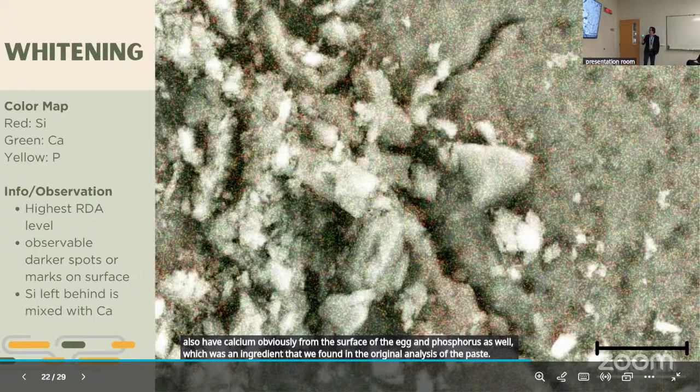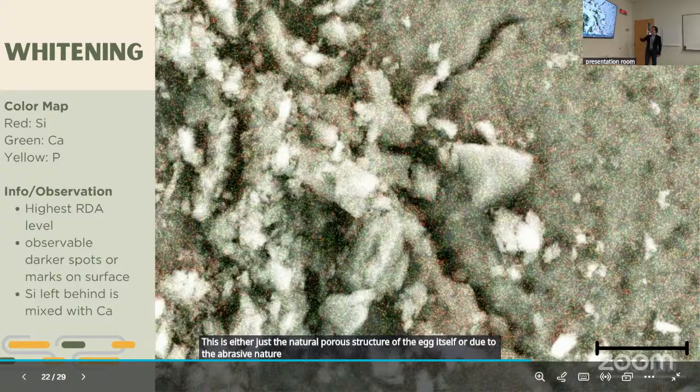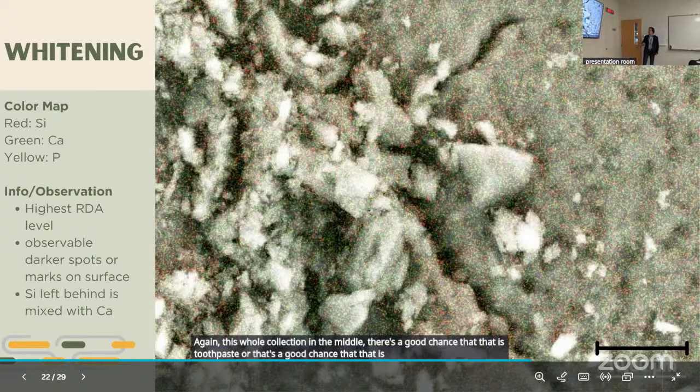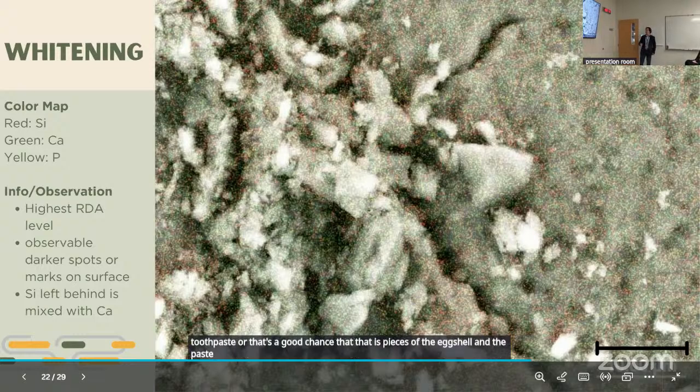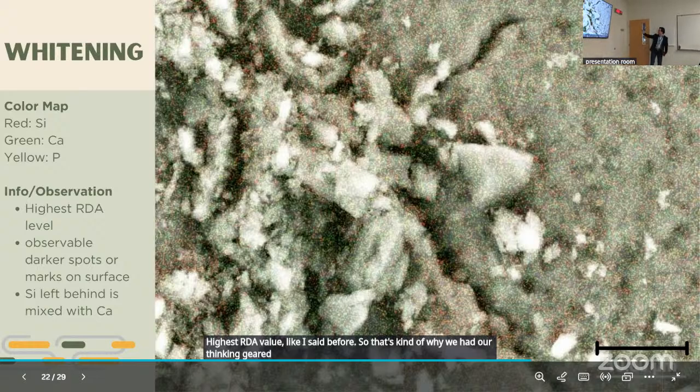So much like the charcoal egg, this is either just the natural porous structure of the egg itself or due to the abrasive nature of the paste. Again, this whole collection in the middle, there's a good chance that that is toothpaste, or that is pieces of the eggshell and the paste, or like I said before, maybe just from us breaking the shell up into smaller pieces. But some more info that we gained from this, we know it has the highest RDA value, like I said before, so that's why we had our thinking geared more towards those splotches being due to adhesion.